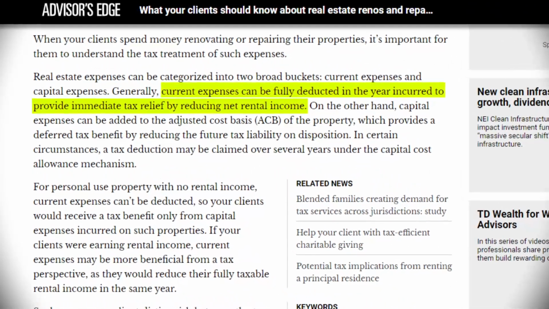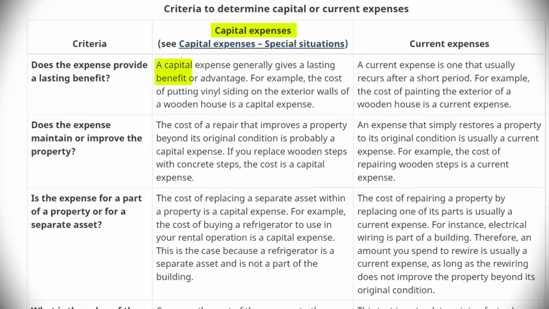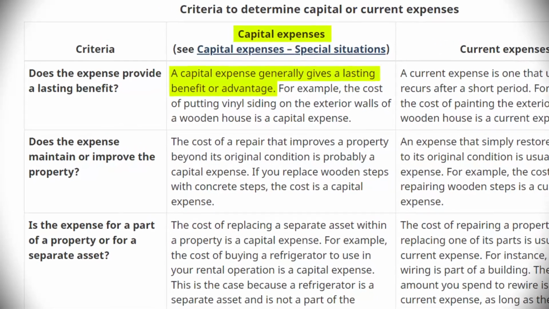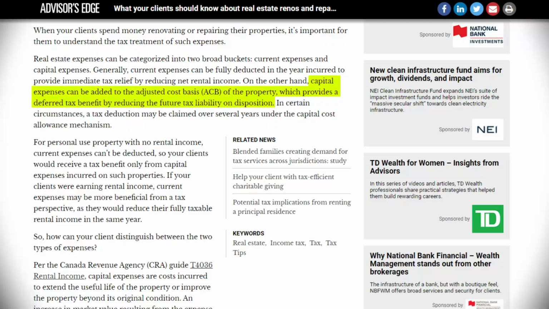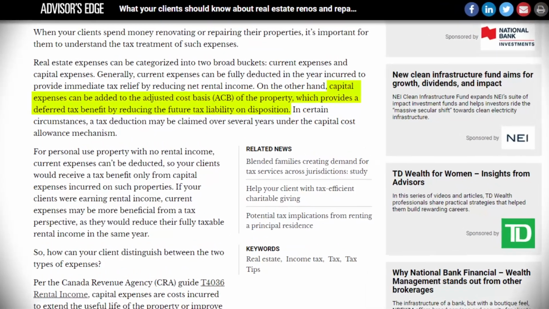That's a current expenditure. A capital expenditure would be something like replacing the siding on the house. So all the siding on the house needs to be replaced to extend the life of the home. That would be a capital expenditure and would bump up your adjusted cost base, so that down the road when you sell the property, there's overall less of a taxable gain on that property.